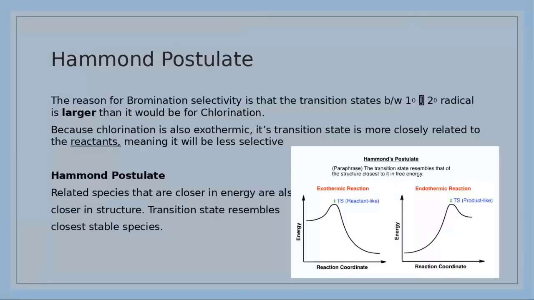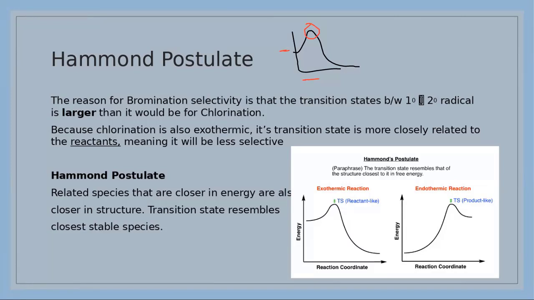Because chlorination is exothermic, its transition state is more closely related to the reactants. Exothermic graphs look like this, so you see here that the transition state is closer to this side over here, which is the reactants. This is the basis for the Hammond postulate. It says related species that are closer in energy are also closer in structure, so the transition state resembles the closest stable species.